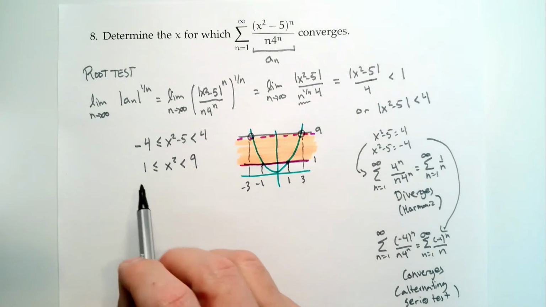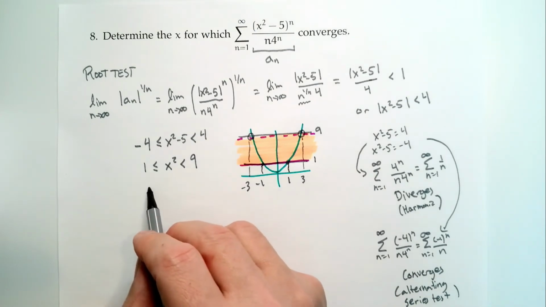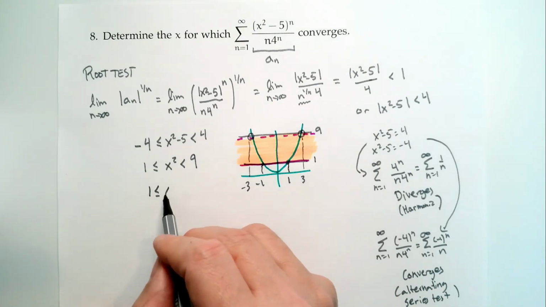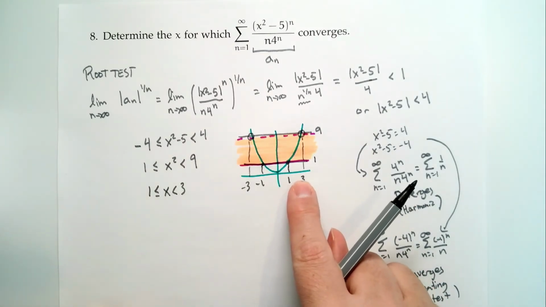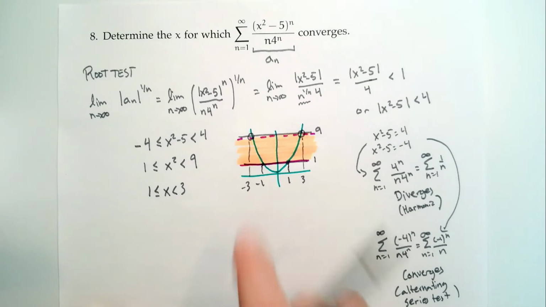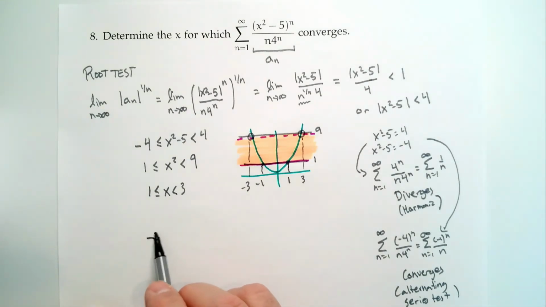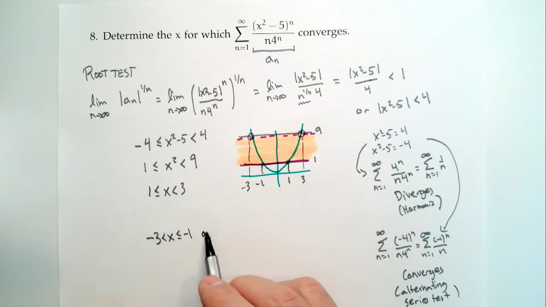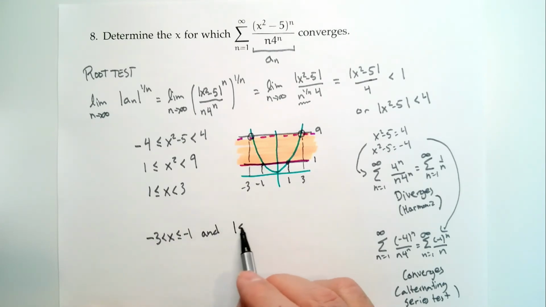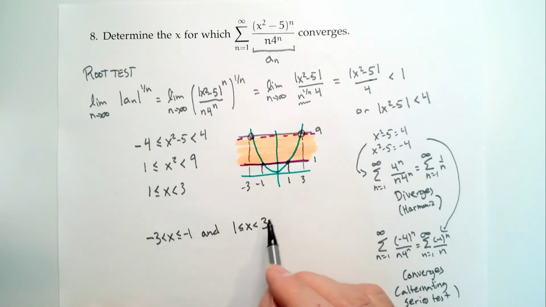So, see, if we were just to take the square root of everything, we'd be like, hey, isn't that 1 less than or equal to x less than 3? And that's exactly what this is saying here. But remember, x could be negative, so we want to make sure we don't miss anything. So the answer is negative 3 up to and including negative 1, and 1 up to and including 3.